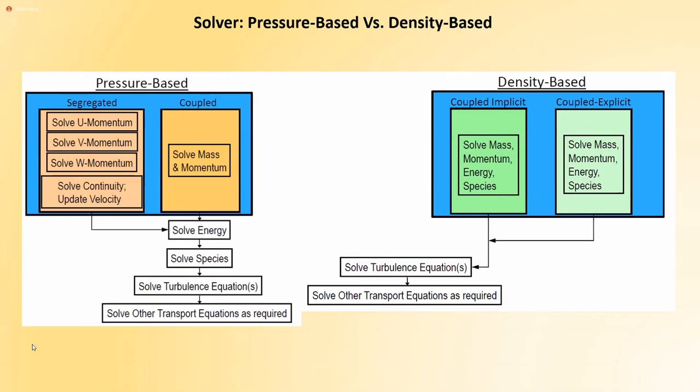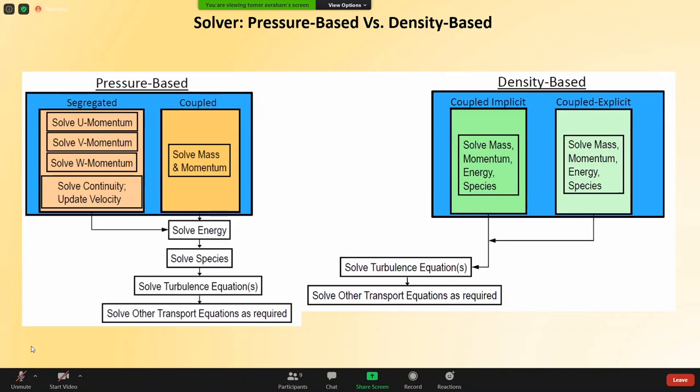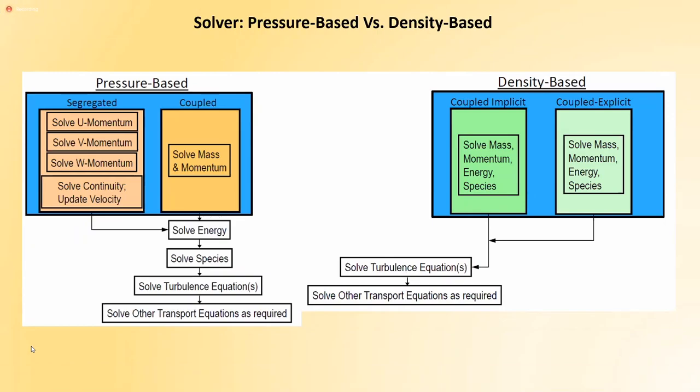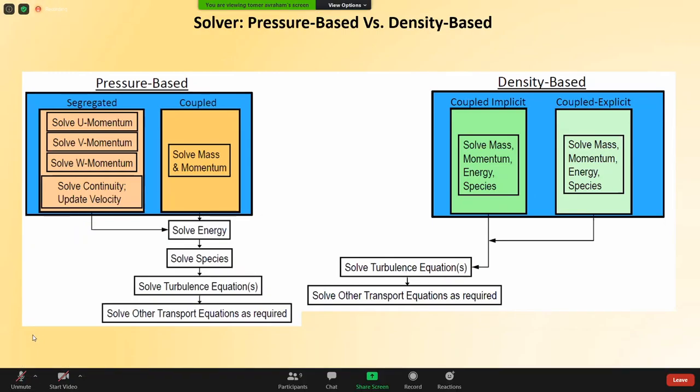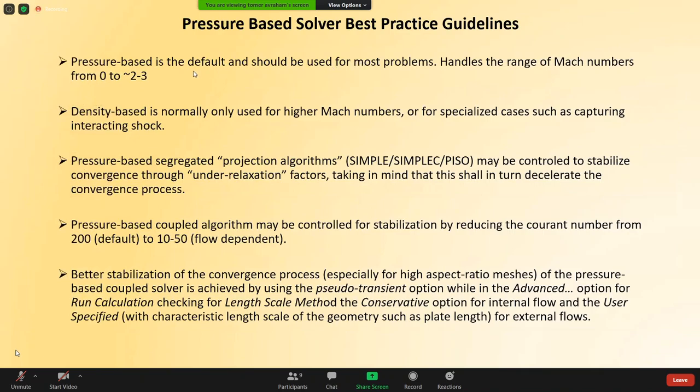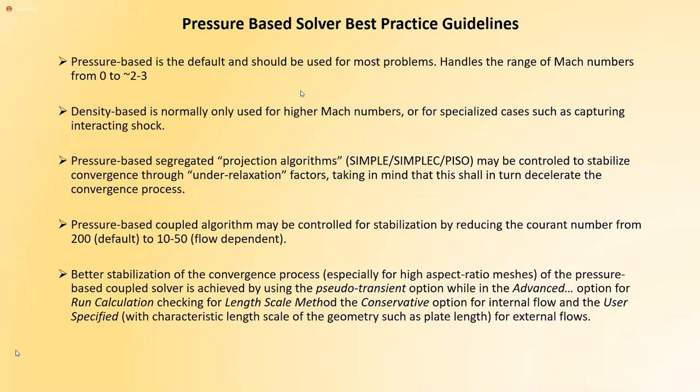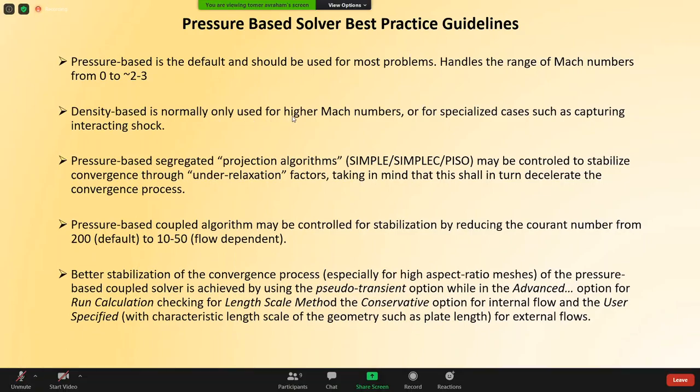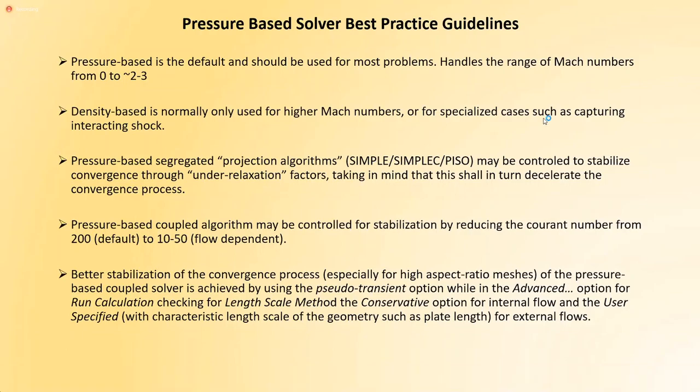I mean, at very high Mach, you could get phenomena like the chemistry changing, okay? So there's no way to not use density-based solvers, but usually we prefer to use a pressure-based solver for most of the problems. Pressure-based solvers traditionally were for incompressible flows, but you can use them up to Mach 2 to 3. Density-based solvers are normally used only for higher Mach numbers and for capturing interacting shocks.